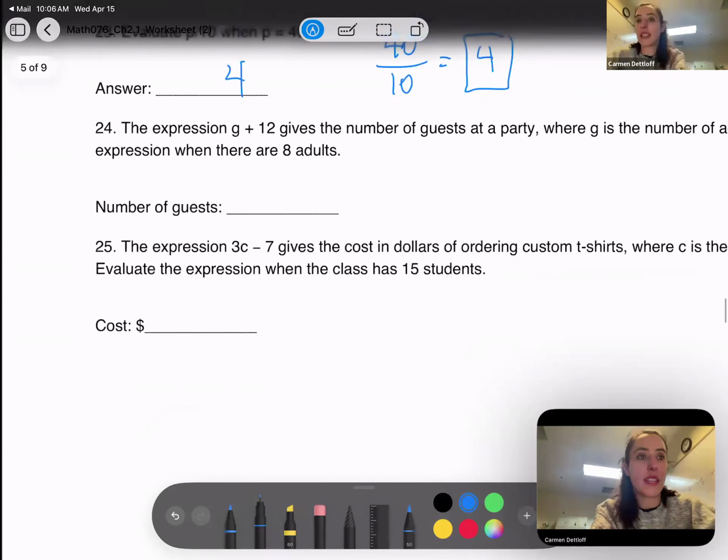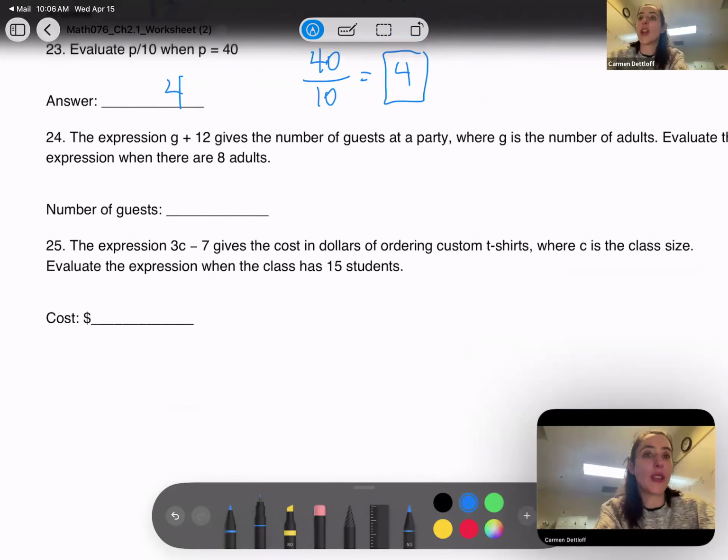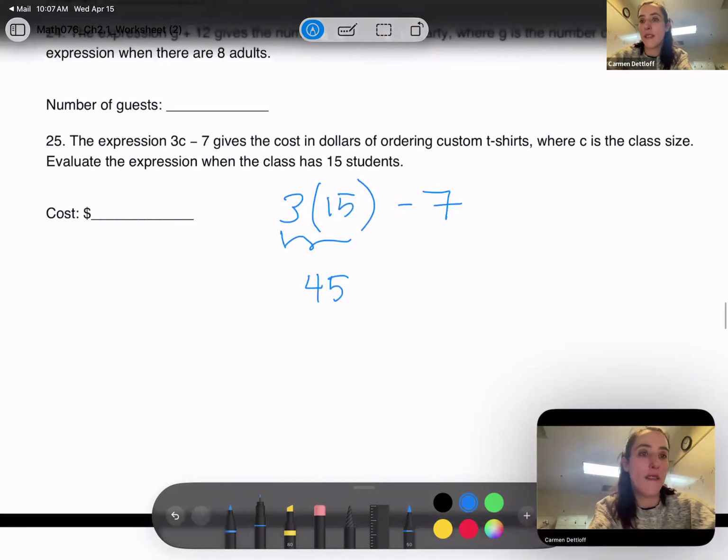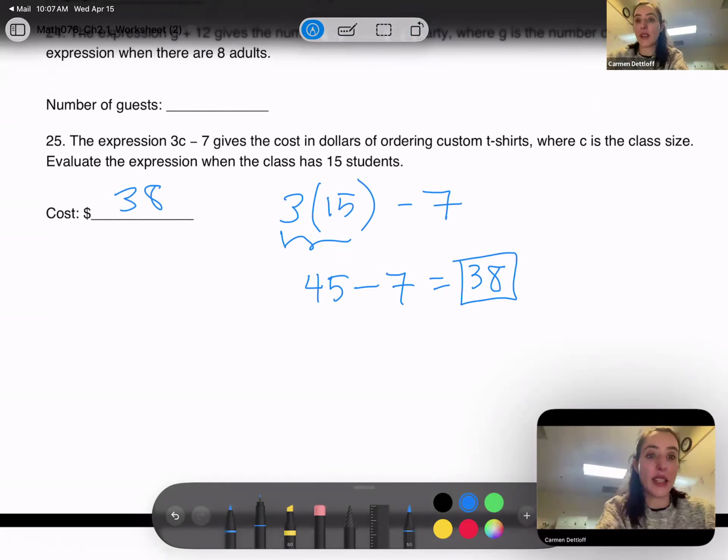Let's do 25 together. An expression 3C minus 7 gives the cost in dollars of ordering custom t-shirts, where C is the class size. You evaluate the expression when the class has 15 students. So I'm going to replace C with 15. So I get 3 times 15 minus 7. And again, I'm going to use order of operations. So I multiply first. 3 times 15 gives me 45 minus 7, which equals 38. And this already has dollars on there, so I don't have to write that. But if it was a test, we want to make sure we include those units.